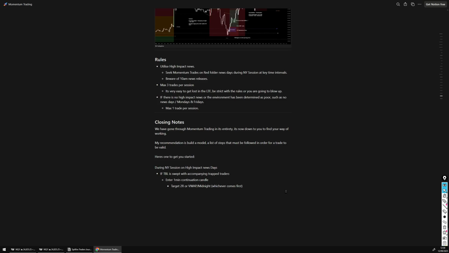So during New York session on a high impact news day, if a time-based liquidity is swept with accompanying trapped traders, so if you see a sweep of a high and you've got a nice P delta, enter a 1-minute continuation candle and simply target 2R. If VWAP or midnight come first, since obviously you want to trade towards VWAP and midnight, just take profit there. And that's it. It's a very, very simple model, but one that will probably do very, very well. And yeah, that's about it.